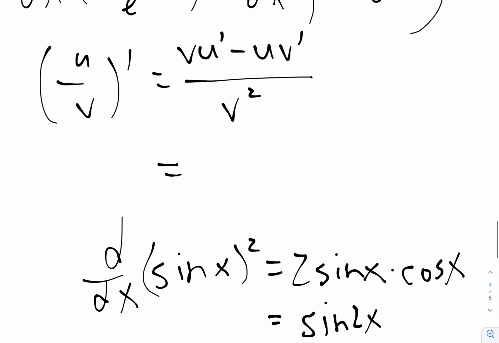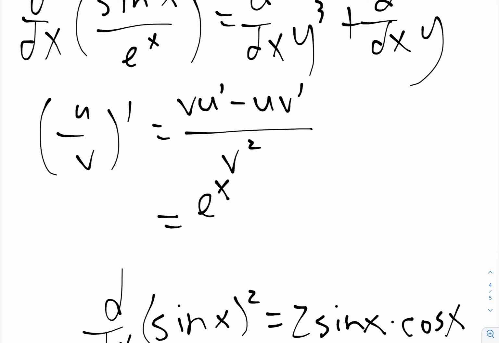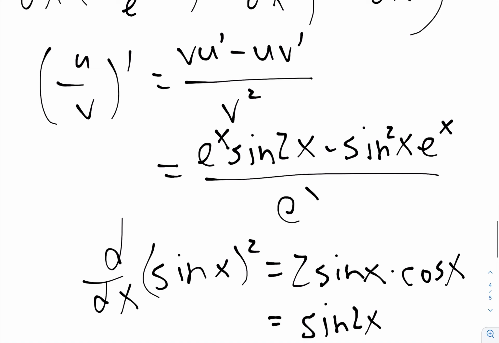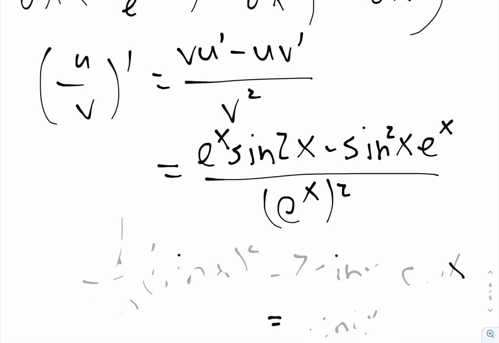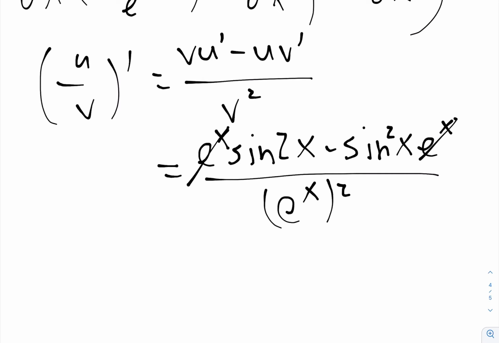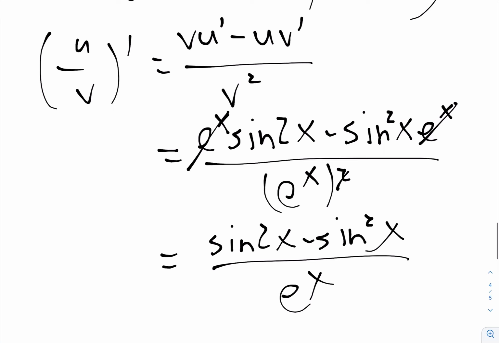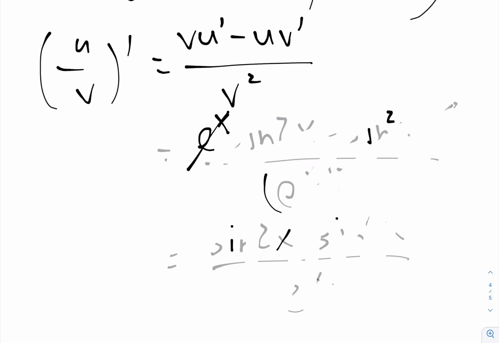Those are equivalent. So this is going to be v times u prime. V is e to the x. U prime is sine 2x, minus u, which is sine squared x, times v prime, that's just the derivative of e to the x, which is itself e to the x, over e to the x squared, and that's the same as just e to the 2x. You'll realize that every term in this expression has an e to the x, so we can cancel that out, cancel the square. What we're left with is sine 2x minus sine squared x over e to the x. So that's the derivative of the left side.